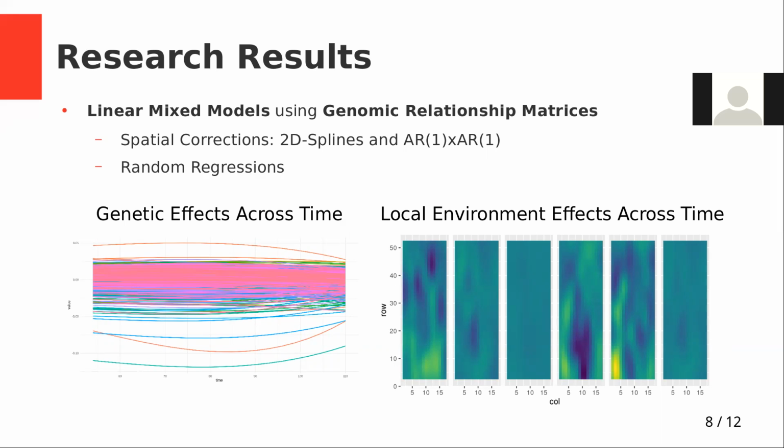The results from all of these linear mixed models are of the same form, and here I am showing representative figures. They give the additive genetic effects for each hybrid across time, as shown on the left, where each line is a hybrid across time, and they give the local environmental effects for each plot across time, as shown on the right. Each one of these heat maps is the environmental effect present across the field at a given time point, and I'm showing 6 time points. Here we can consistently identify a poorly performing region near the middle of the field, for instance.